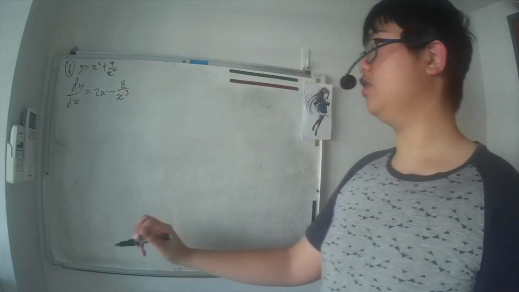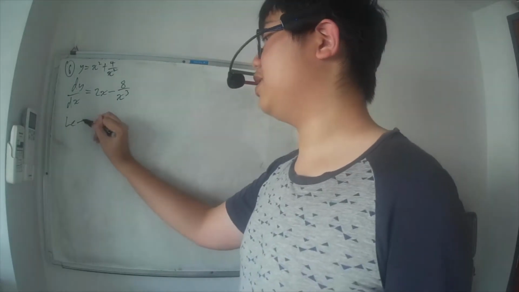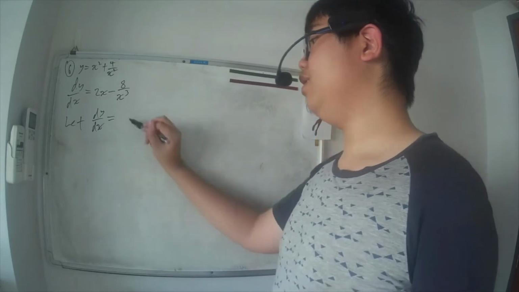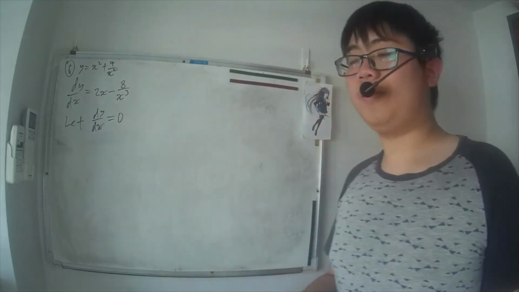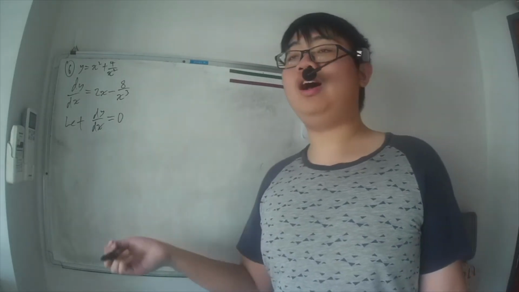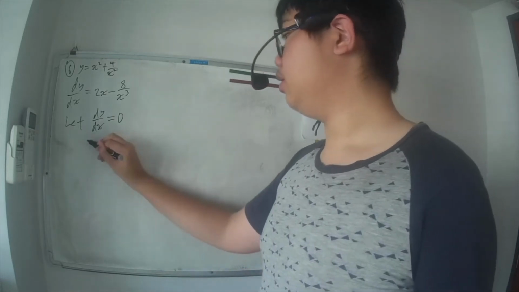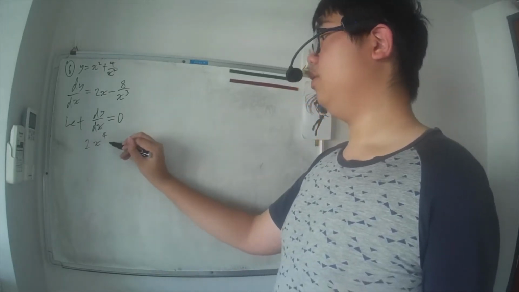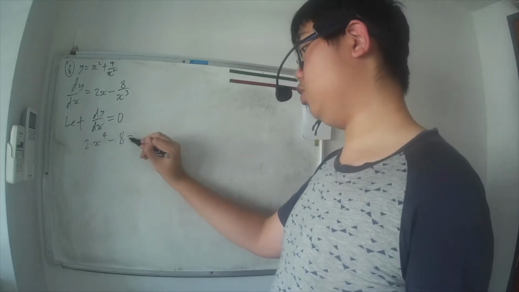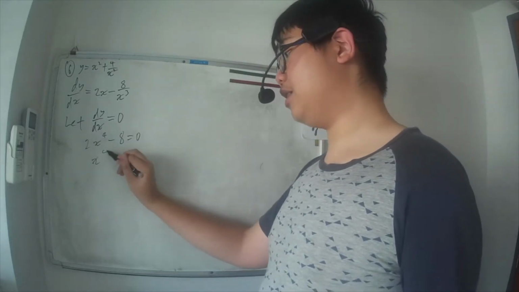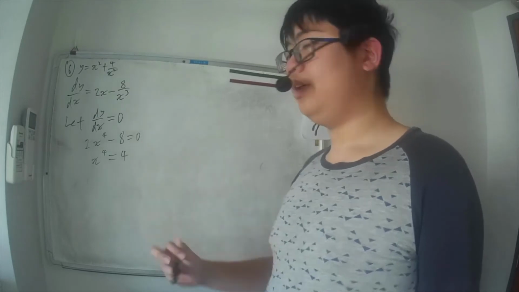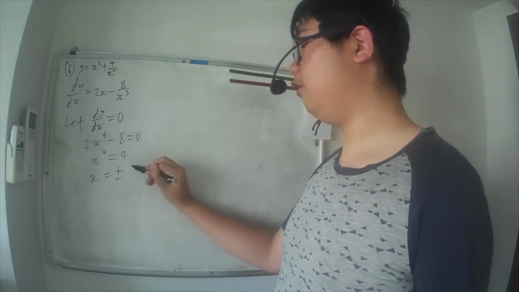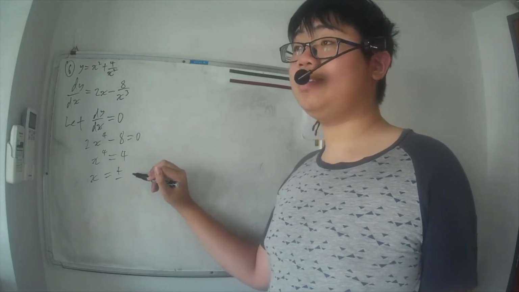Okay, so of course, to make stationary point, let dy dx equals to 0. Then what am I going to do? I'm going to multiply throughout by x cubed. So I will have 2x to the power of 4 minus 8 equals to 0. From here, I have x^4 is equal to 4, and then x is the plus minus fourth root of 4, which is the same as square root of 2.